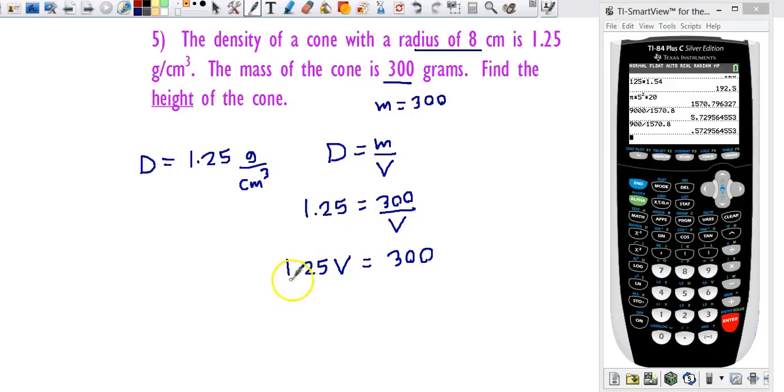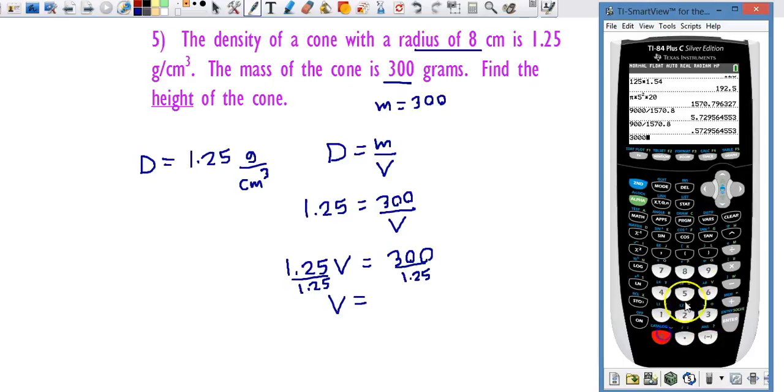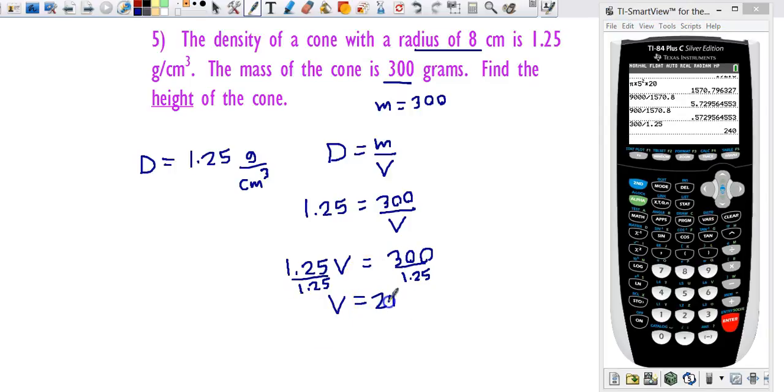My next step is to divide both sides by 1.25. I don't always show my steps, so I've just got to remember that on this video. 300 divided by 1.25 is going to give you 240. 240 what? Well, it's volume. Since our units are measured in centimeters, it's going to be cubic centimeters.